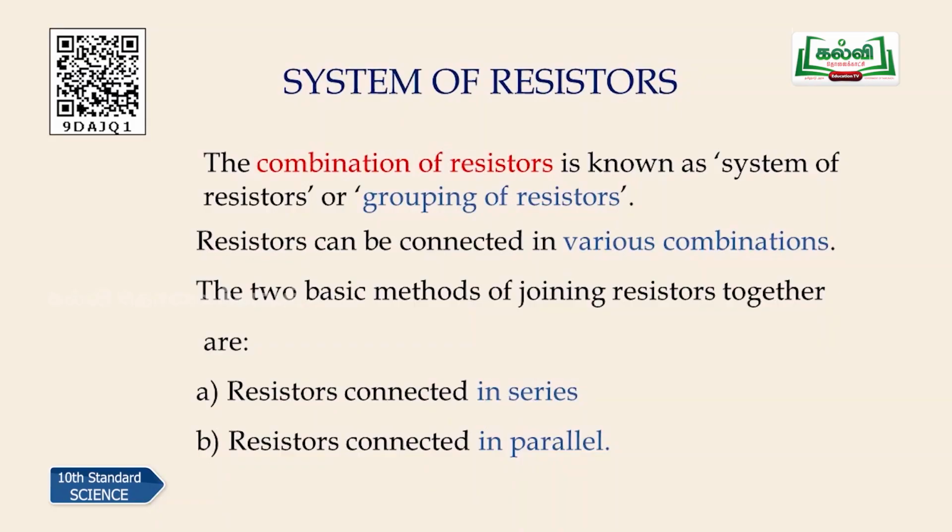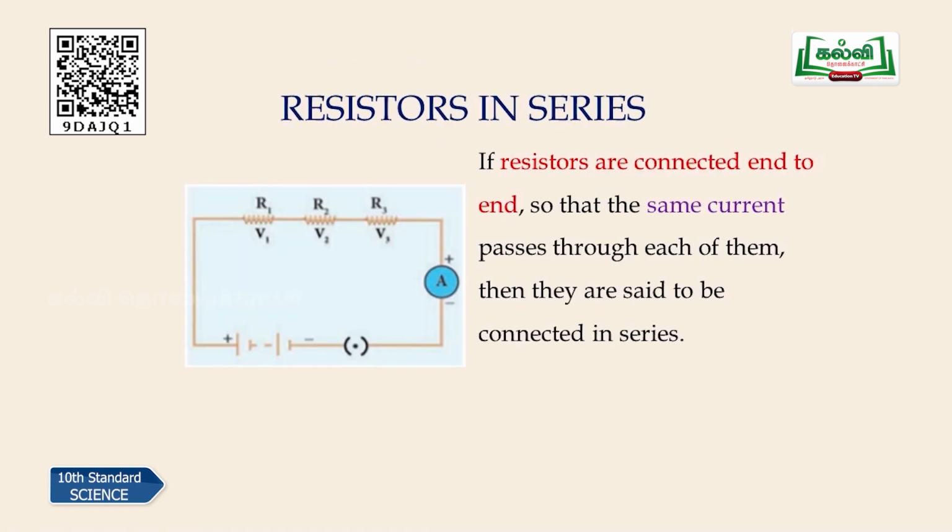In lower classes, in 7th standard, I think you have studied two basic methods of joining the cells. Here, in the same way, you are going to see the joining of resistors together. The two major basic methods are the resistors connected in series and the resistors connected in parallel. Now let us see resistors connected in series.